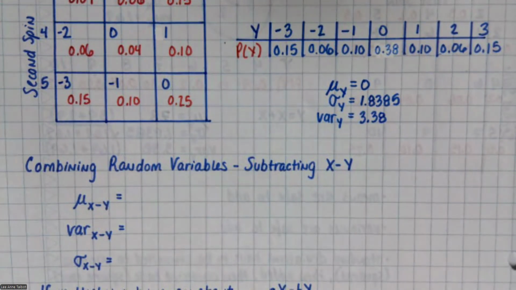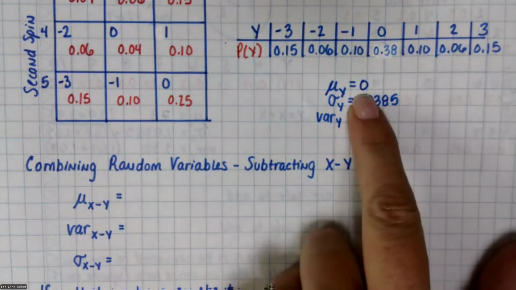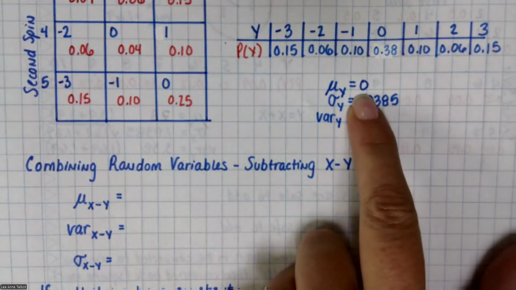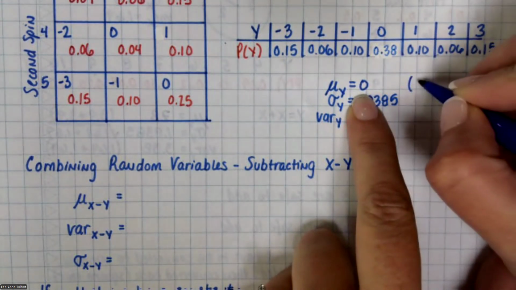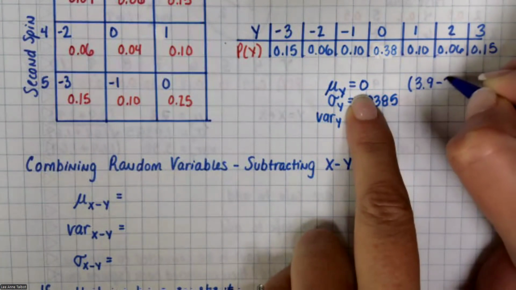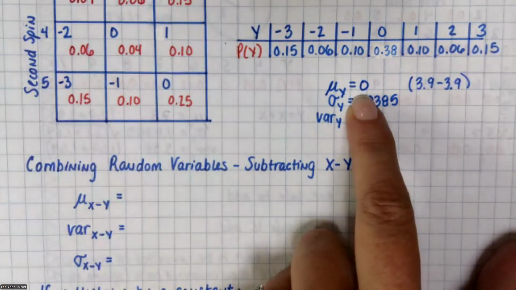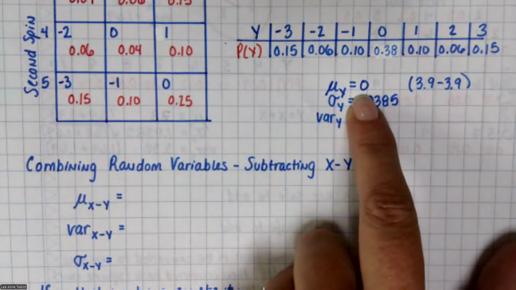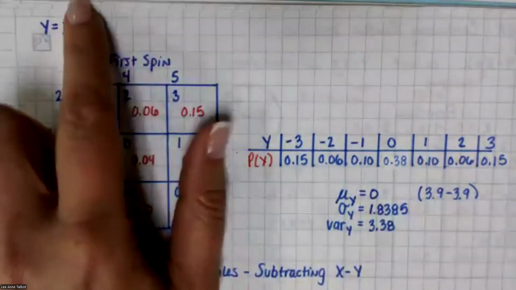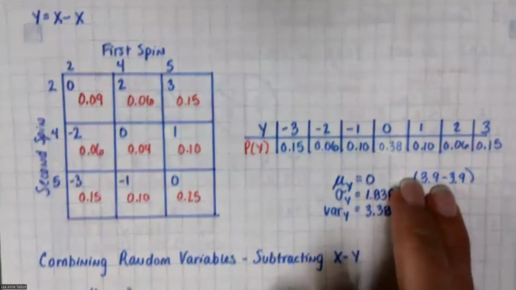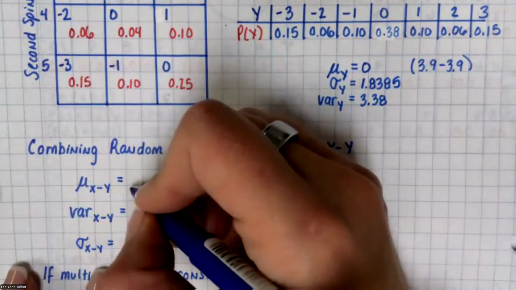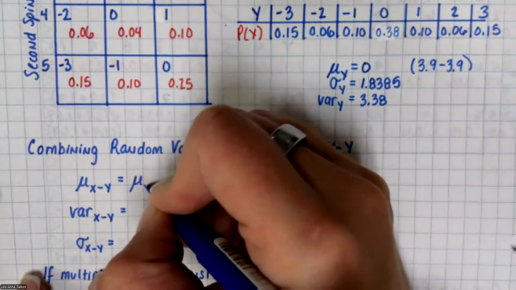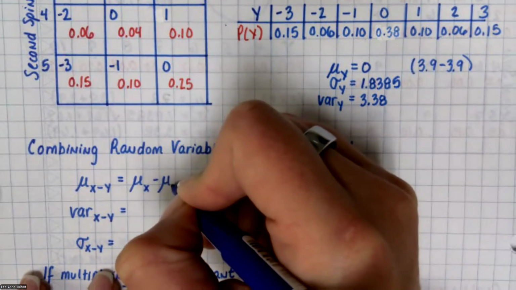Okay. So where did this number come from? If the mean of the spinner itself was 3.9, 3.9 minus 3.9. So if your problem is a subtraction problem, is it okay to subtract the means? Yes. Okay, so the mean of x. Yep.